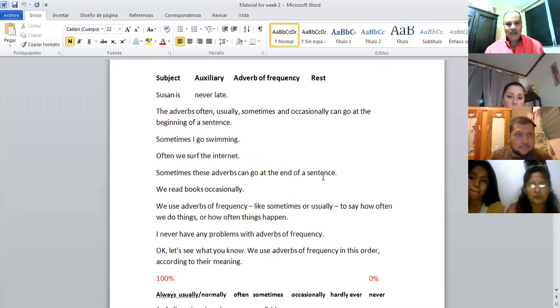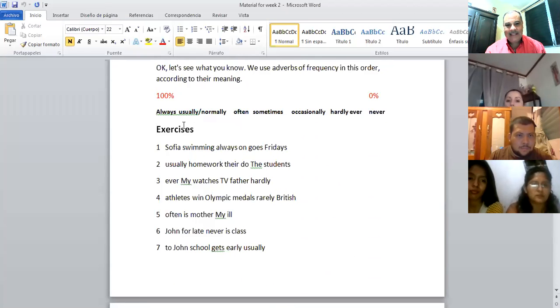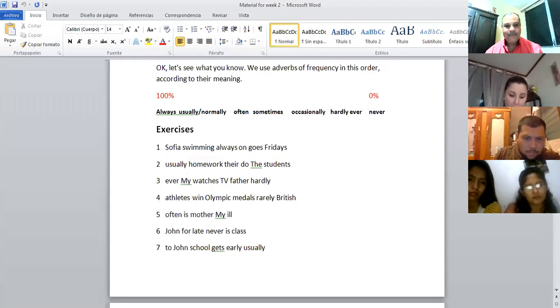So very good. You see, we place the adverb of frequency between the subject and the verb. Okay, now let's do some exercises. Sophia, now this is wrong. So you have to put the words in the correct order. So what is the correct order?